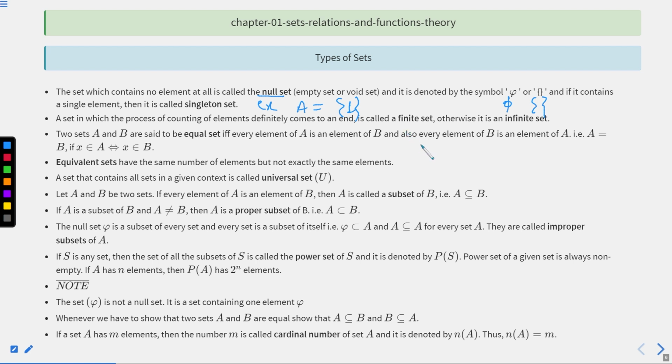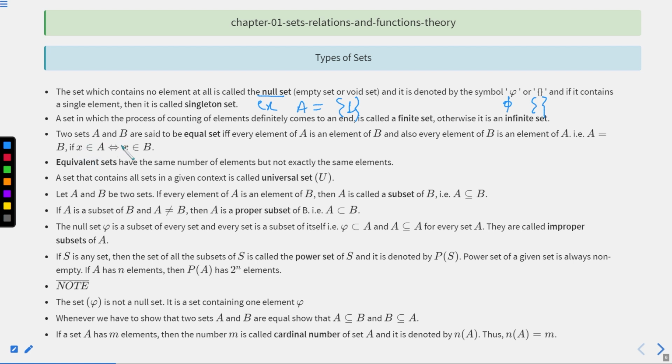For example, the set of natural numbers is an infinite set because it never ends. It starts from one, but it never ends. And when we say the set of natural numbers less than 10, then it is a finite set, because it ends at 9, 1 to 9.